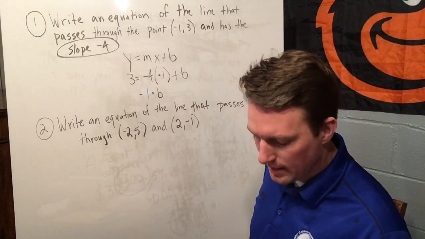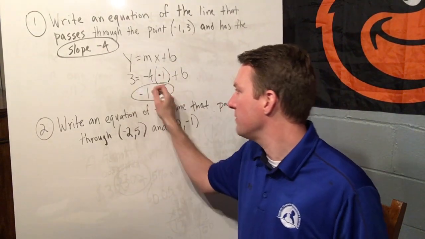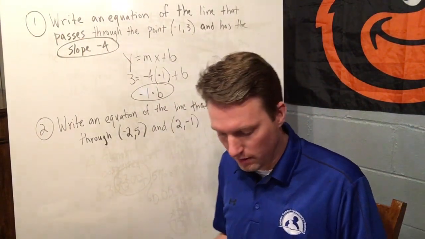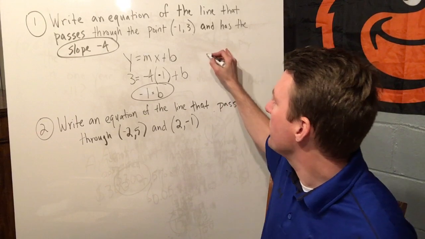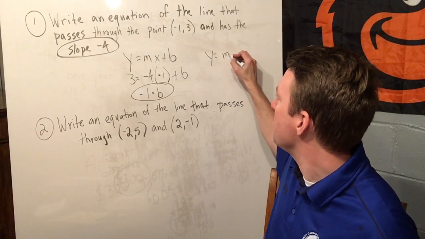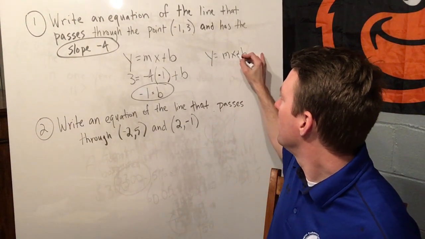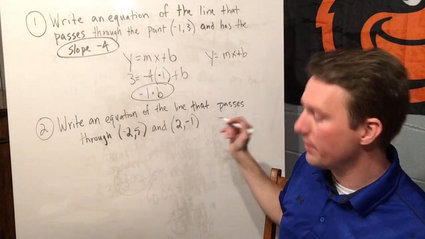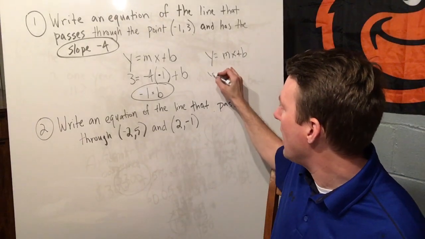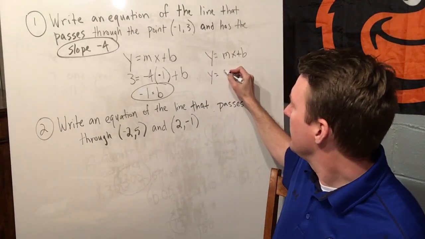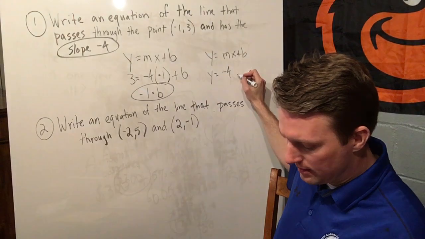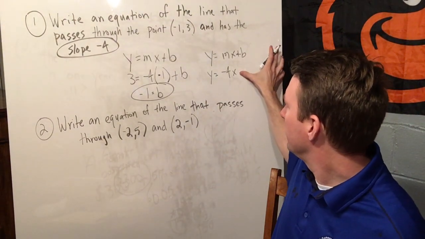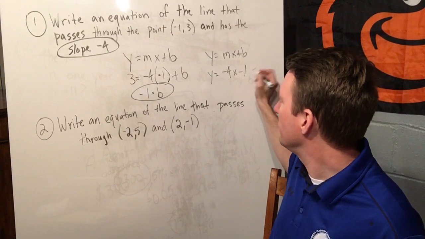Okay? Now, we can take this information, b equals -1, and we can write an equation of the line. We know the equation is y equals mx plus b. We can take the information from the problem and what we solved, and we're going to write it as y equals -4x plus (-1).